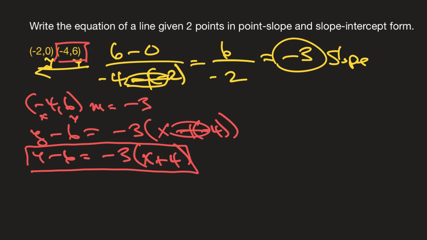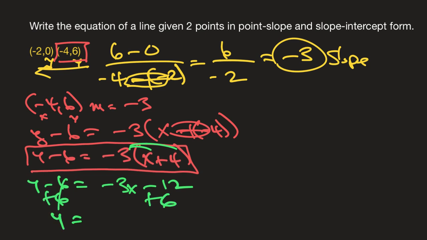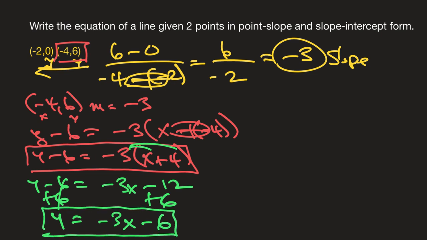And now to go to slope intercept form, we're going to distribute the slope. -3 times X, -3 times 4, and then we will add the 6. Y equals -3X minus 6. First piece of information, second piece, third piece. Point slope, slope intercept form.